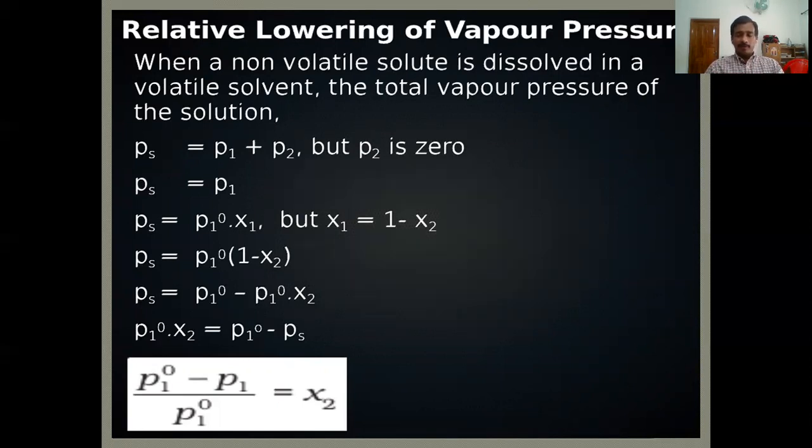In a binary solution of a non-volatile solute in a volatile solvent, relative lowering of vapor pressure is equal to mole fraction of solute, or (P1° minus P1) by P1° is equal to X2. Here, P1° is the vapor pressure of the pure component, minus P1. What is P1? You can see PS is equal to P1, the vapor pressure of the solution. So vapor pressure of pure component minus vapor pressure of solution divided by vapor pressure of pure component is equal to mole fraction of solute.